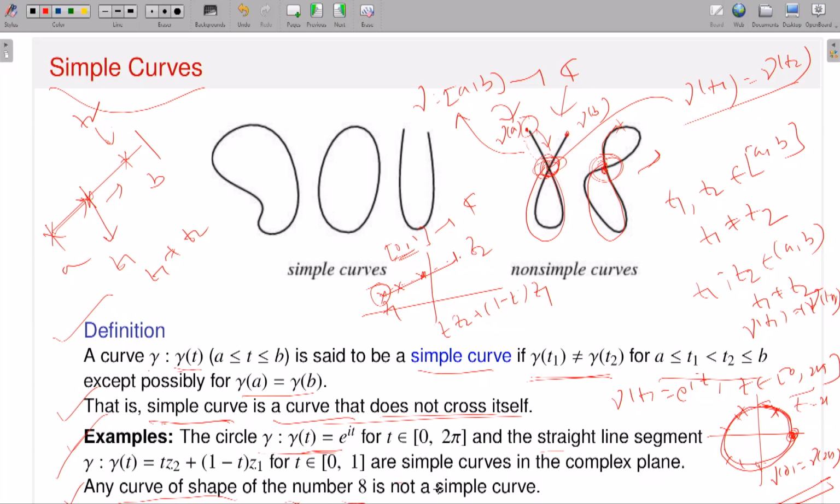I just explained. If it crosses, then I will have the existence of two distinct points in my domain, either in R or in the interval A to B, so that the corresponding value gamma of T1 is exactly equal to gamma of T2. That is, when a cross figure or figure 8 is there in a curve, it means my curve is not simple.